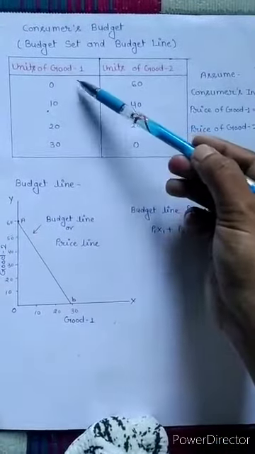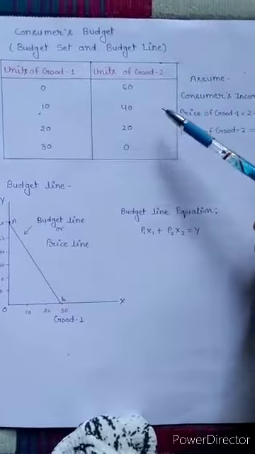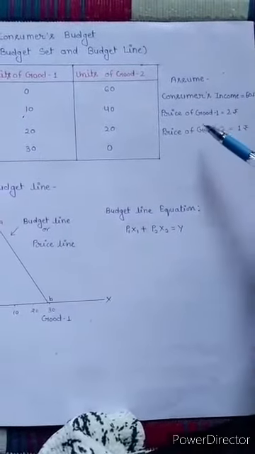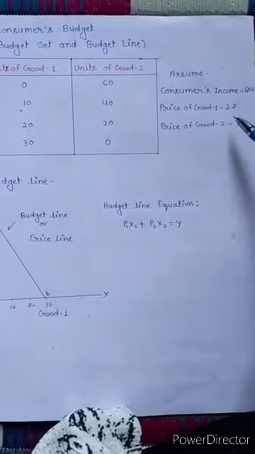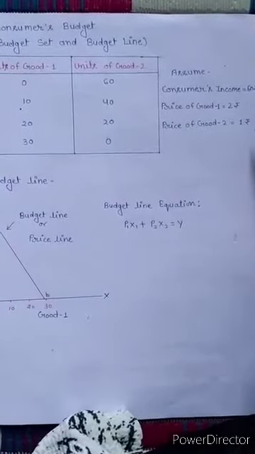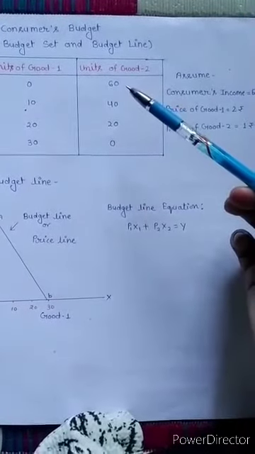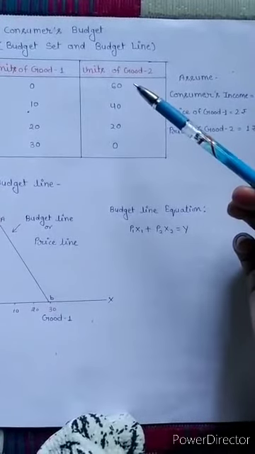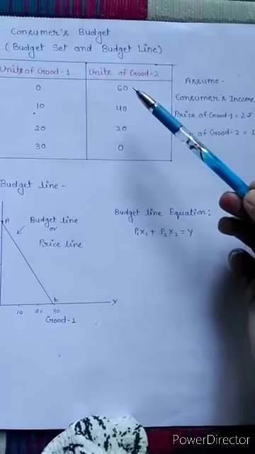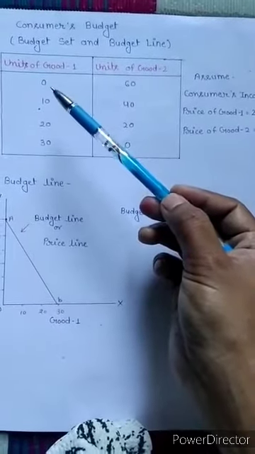Here the unit of goods 1 is given, the unit of goods 2 is given. Here it is assumed that consumer's income is 60 rupees, the price of good 1 is 2 rupees per unit, the price of good 2 is 1 rupee per unit. If consumer spends all his income, means all his budget, for purchasing goods 2, he can purchase 60 units of goods 2, and at that condition he cannot purchase any unit of goods 1.